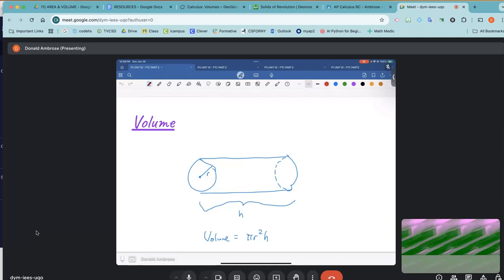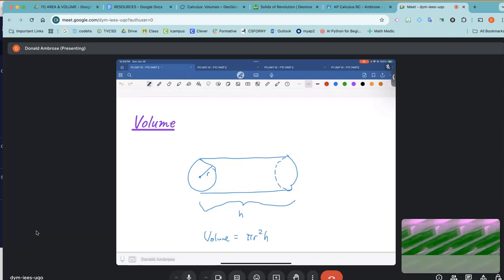So for today, sorry I can't be there, but I'm going to introduce to you the next topic in the unit that we started before midterms, which is on volume. So first, you've dealt with volume and geometry, and one of the figures that you did examine the volume for was a cylinder.